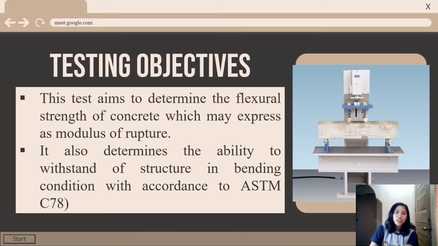The testing objective of the flexural strength test are the following. This test aims to determine the flexural strength of concrete, which may be expressed as modulus of rupture. It is also used to determine the ability of the structure to withstand bending conditions in accordance to ASTM C78.